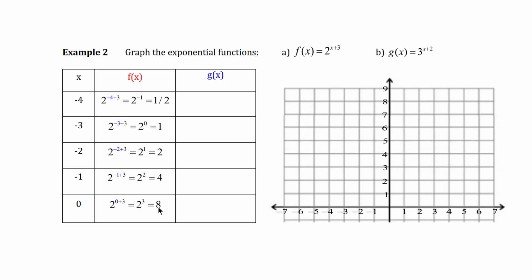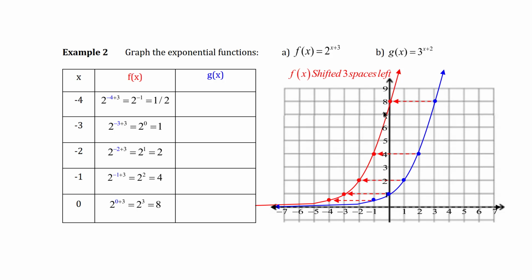Next, we go ahead and plot each point. We have -4, 1/2 is here, -3, 1 is here, -2, 2 is over here, -1, 4 is here, and 0, 8 is plotted over here. Next, we draw a curve through our points. Now we have the graph of the function f of x in red.